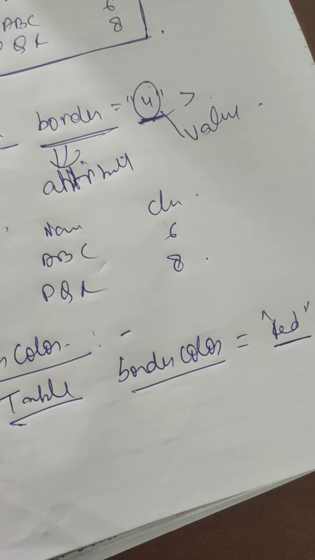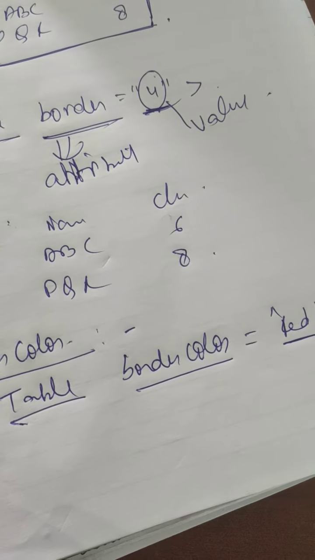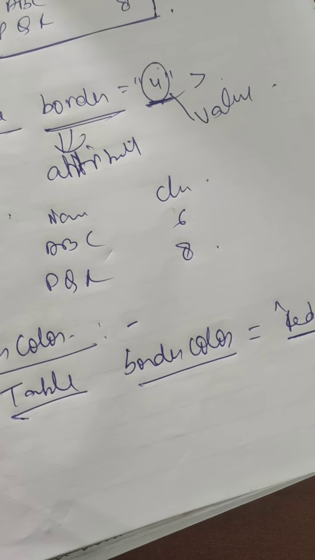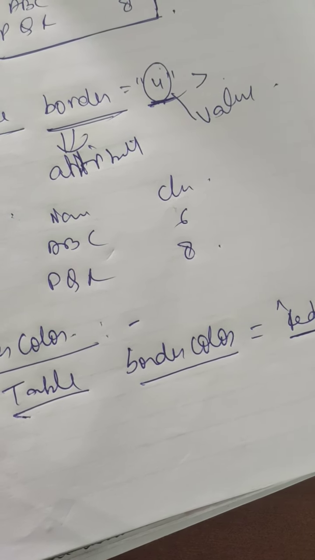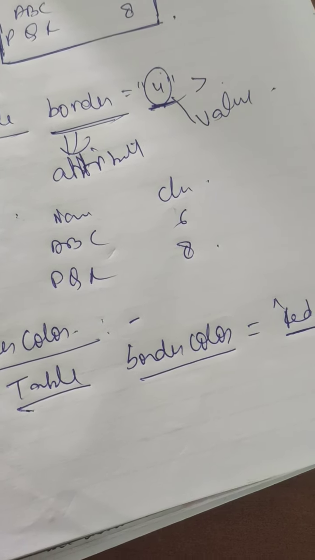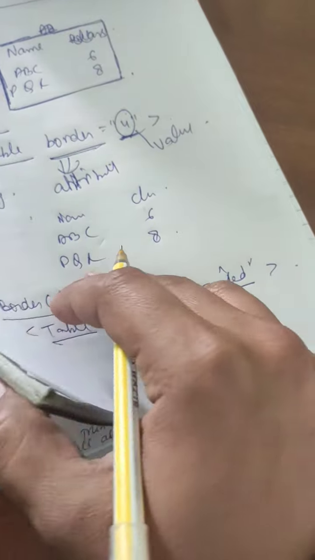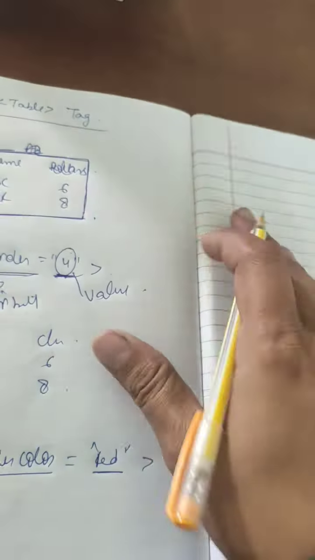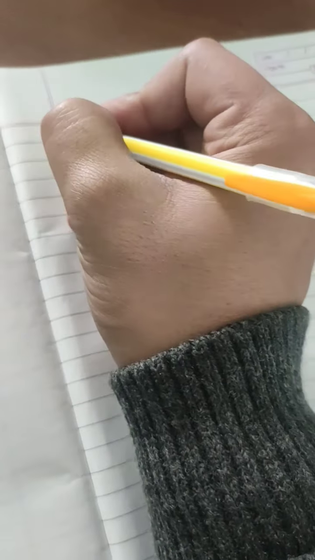Now the next is bgcolor. Bgcolor is used when you have to give a background color to the full table, or you can also provide this bgcolor to a particular cell, that is either TD or TR. In a particular TR also I can give the bgcolor.